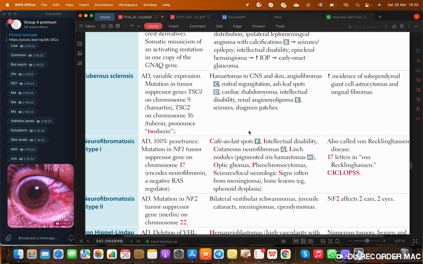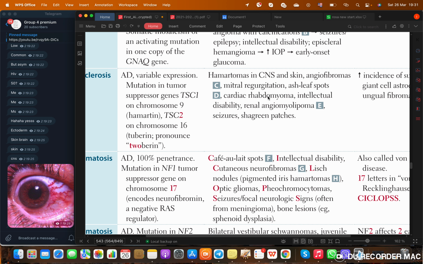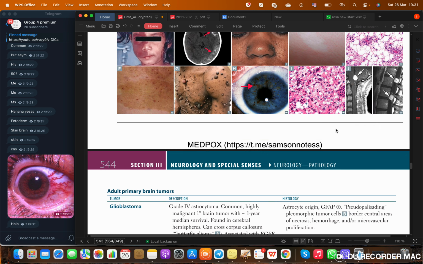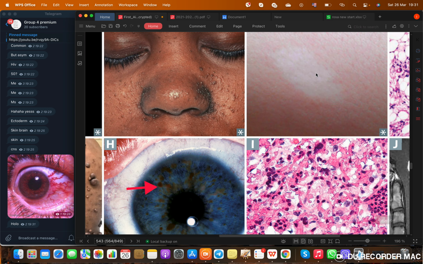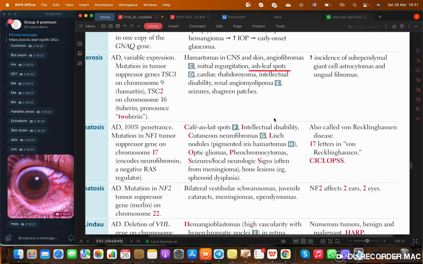Patients with tuberous sclerosis can develop mitral regurgitation. Remember, it sounds like a systolic murmur, a holosystolic murmur, exactly. The ash leaf spots look something like this. Ash leaf spots are white. Cafe au lait spots are brown. So that's important to differentiate.